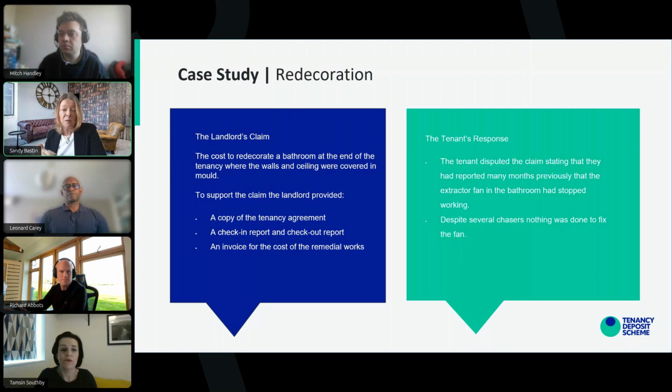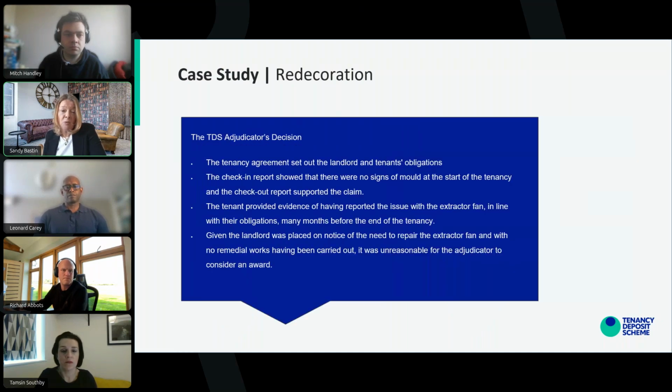And so if we move on to the next slide, Rich, thank you, we'll be able to see what the adjudicator's decision was. So the adjudicator was satisfied that the tenant had a responsibility to look after the property and return it to the condition it was at the start of the tenancy, and to report any issues, which clearly the tenant did. The check-in report showed no signs of mould at the start, and the check-out report supported the fact that there was a deterioration in the bathroom.